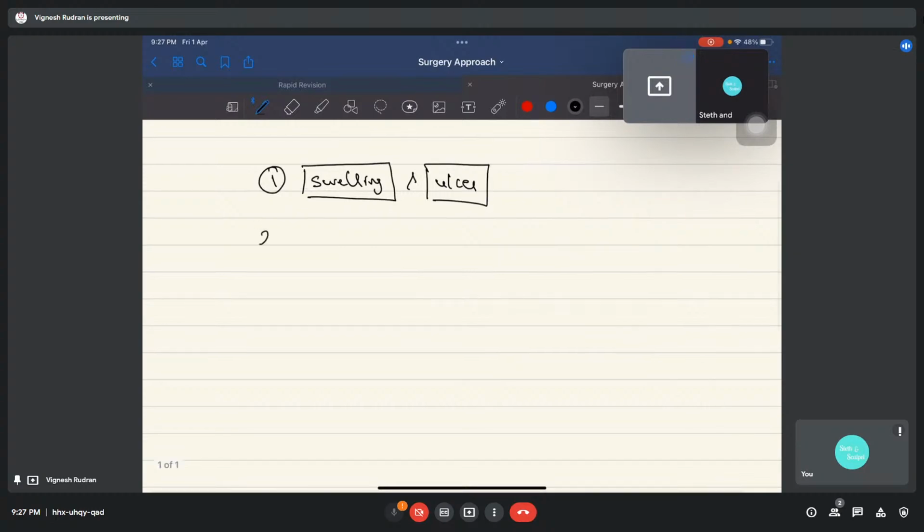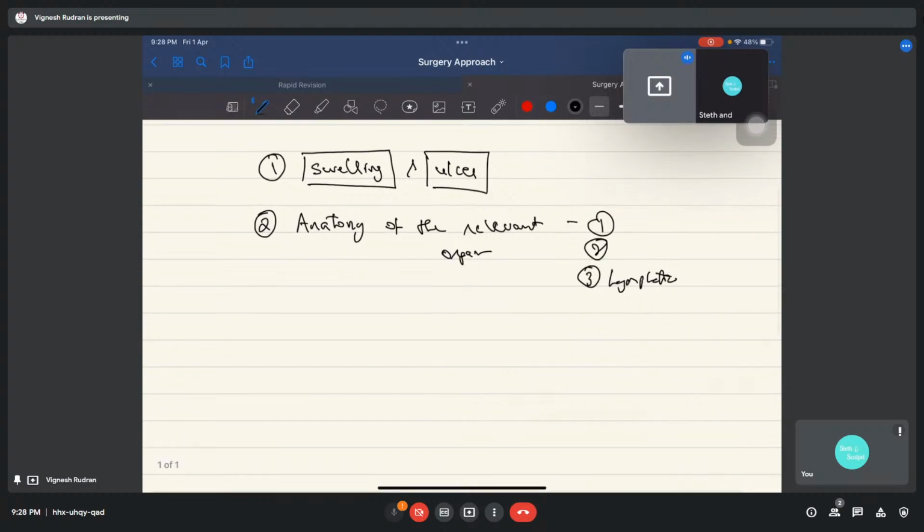The second thing is the anatomy of the relevant organ. What I mean by anatomy is, first of all, you need to know what are the parts of the organ. Second, blood supply, arterial supply and venous drainage. Lastly, your lymphatic drainage. All these three are important because any problem in any one of these is going to be your pathological features.